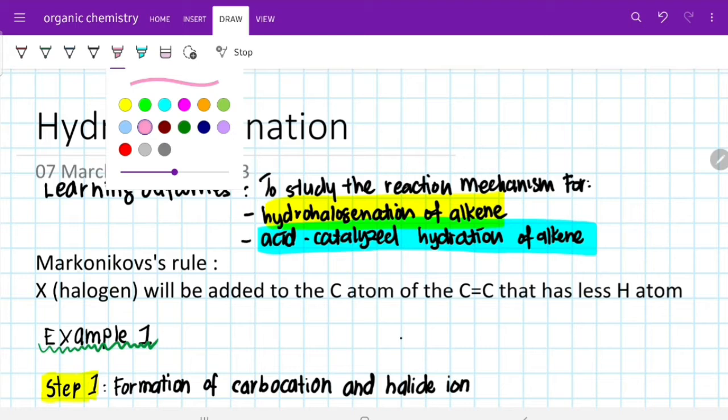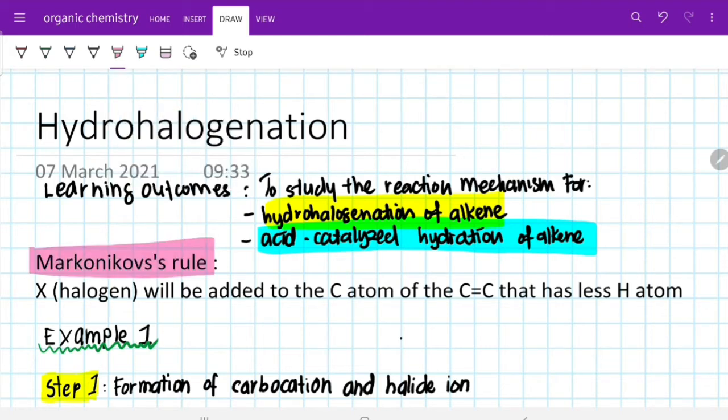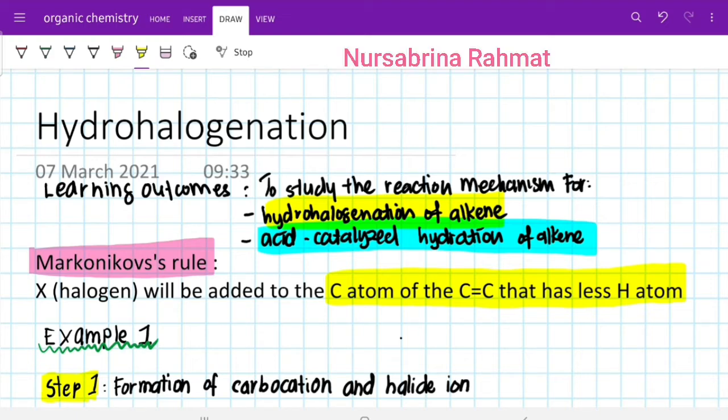Before we proceed further with the reaction mechanism, I would like to introduce to you the Markovnikov rule. For hydrohalogenation of alkene, X, which is your halogen, should be added to the carbon atom which has less hydrogen atom. X will be added to the carbon atom of the C double bond C that has less hydrogen atom. If it's acid-catalyzed hydration of alkene, the OH will be added to the carbon atom of the C double bond C that has less hydrogen atom.